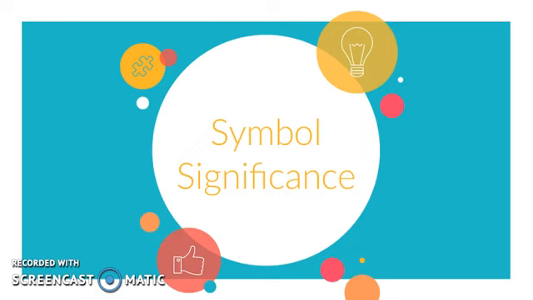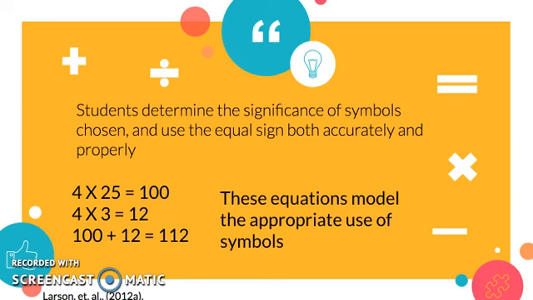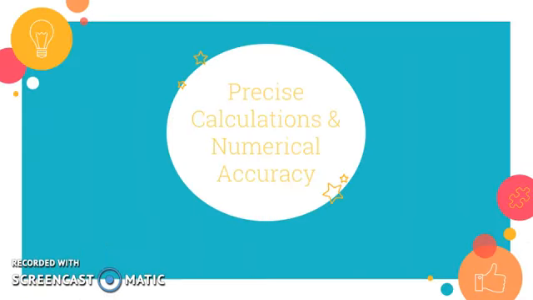The symbol significance. Students determine the significance of symbols chosen and use the equal sign both accurately and properly. Such as this example here, these equations model the appropriate use of symbols. So 4 times 25 equals 100. 4 times 3 equals 12. 100 plus 12 equals 112.